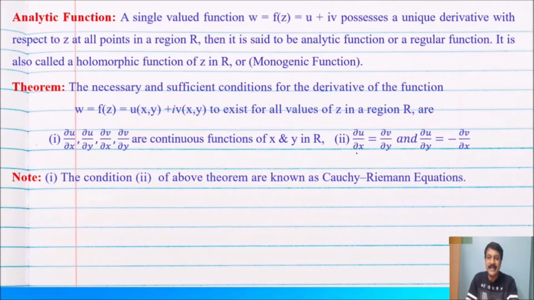So what are the C.R. equations? ∂u/∂x equals ∂v/∂y, and ∂u/∂y equals minus ∂v/∂x. So definitely there will be examples on these C.R. equations in the exam.